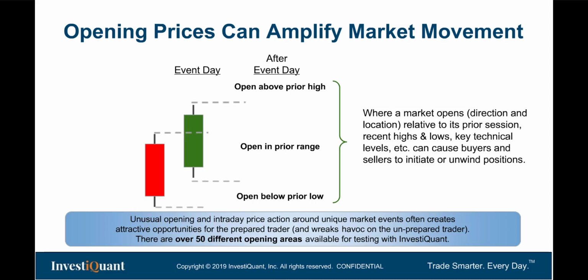So just for a very simple example, everyone's familiar, I'm sure, with candlesticks, and you can open above the range, in range, or below the range. Those are just three simple opening price areas. You can also define opening areas by their size, by large gaps, small gaps. We do a lot of that, up and down gaps, pivot levels, support and resistance levels, Fibonacci's. It goes on and on and on. We track about 50 of those different opening areas in our platform.